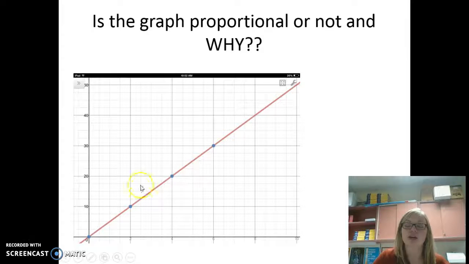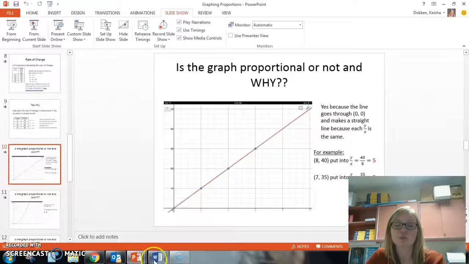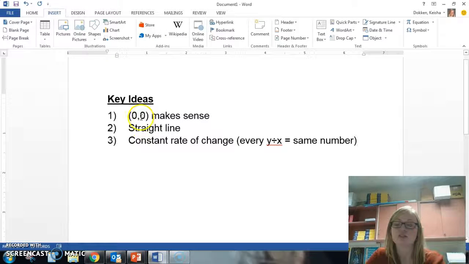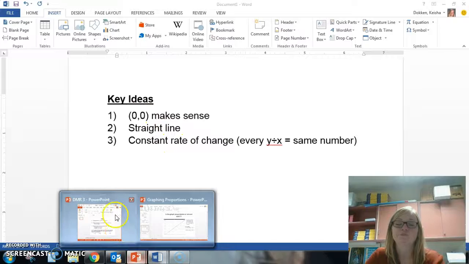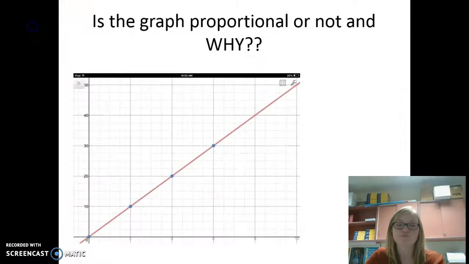All right, so we're going to run the test. We're going to look at the 3 key ideas for each of these situations and see what we can figure out. Remember what your key ideas are: 0, 0, straight line, constant rate of change. That needs to become your mantra today. That means you're going to repeat it for every single problem that you do. So let's go back to the slideshow.